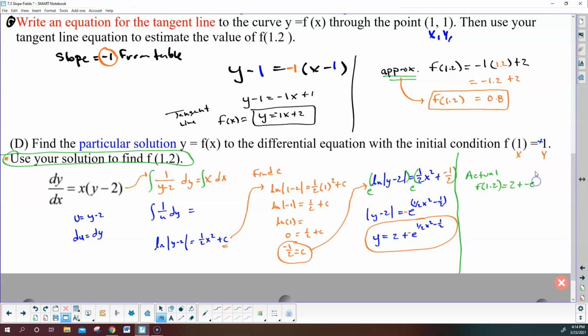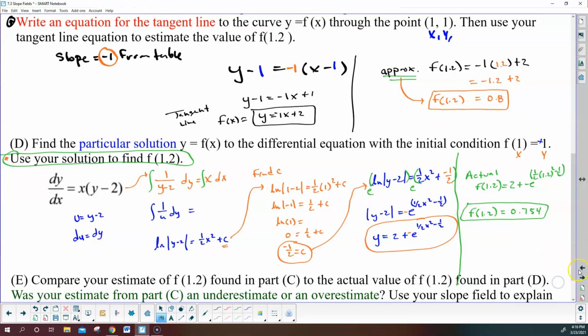And then at this point, I would just grab my calculator. Make sure all of that is in parentheses. So grab your calculator, simplify the top. All right, so when I plug in 1.2 to the actual particular function that we just found, here's my answer.